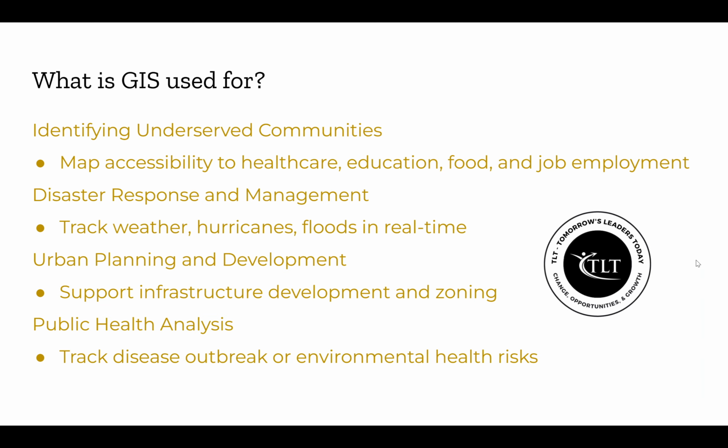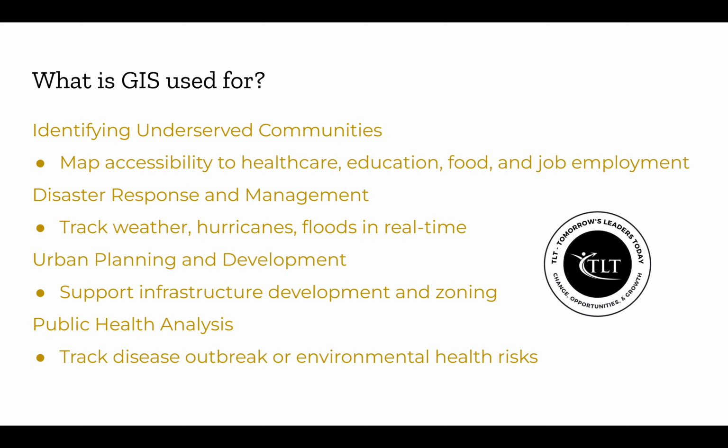GIS has a wide range of real-world applications. It can be used to identify underserved communities by mapping access to education, healthcare, or job opportunities. It is also essential in disaster response and management, whether tracking weather, floods, or hurricanes in real time. Urban planners use GIS for infrastructure development and zoning, while public health researchers use it to analyze disease outbreaks or environmental health risks. In short, GIS plays a key role in improving efficiency, communication, and decision making across many fields.